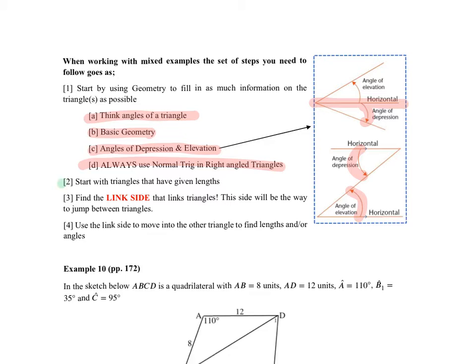Okay, start with the triangles that have given you lengths. More specifically as well, start with where you have the most information and work your way to where you need to be. Then, very importantly, you need to find a link side. And I'll show you what I mean by that. It's when you have multiple triangles, it's what side will be the link to be able to jump between any two triangles. And then you use the link side to move from one triangle to another to find lengths or angles where you need them.